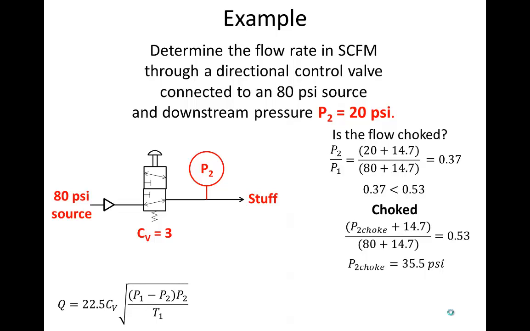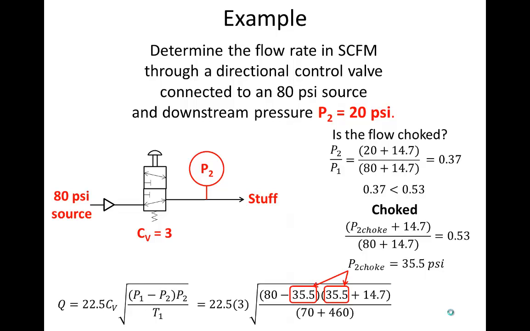So now as we use this equation, we use the 35.5 psi because we know the flow rate will never get greater than the flow rate at that pressure. And we find that that's 138.6 standardized cubic feet per minute.